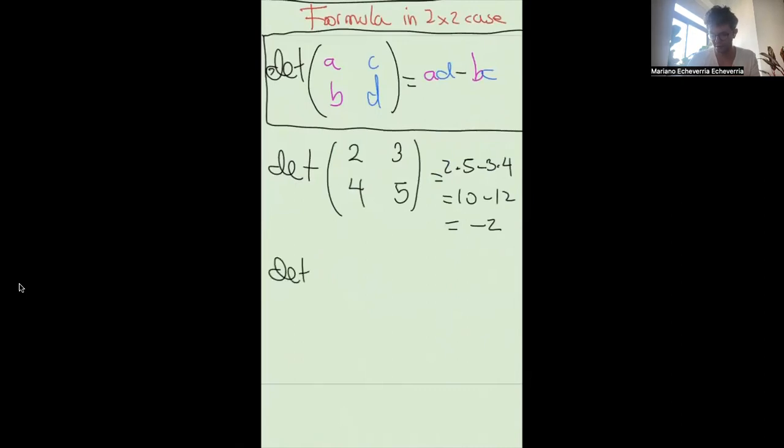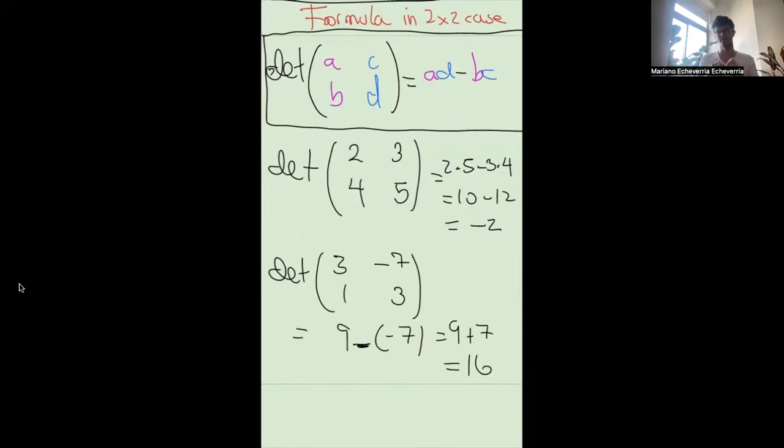Or here's another one. They all more or less look the same. So if you have this, it is 3 times 3 is 9. There's always a minus from the formula. That's something you have to be careful about. So it's minus negative 7, so it becomes 9 plus 7. So that's 16.